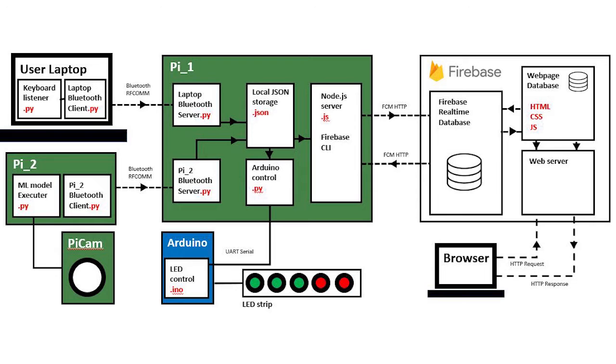Now, both of these sensors then stream their processed data over Bluetooth to the Pi 1, which is acting as a server. The Bluetooth servers take this information in and store it in a local JSON file, where it is then extracted to provide the information for the LED strips, and also passed to the Node.js server, which is sending the information to the Firebase real-time database.